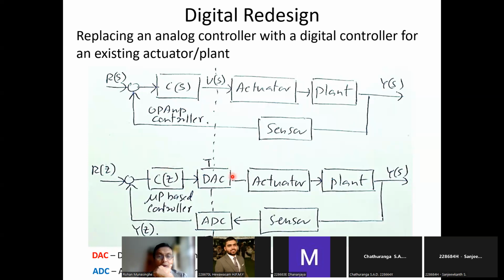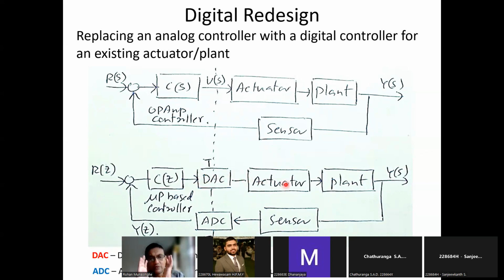But if you look at the bulk of the objects on the right hand side from this point onwards, the actuator is an analog actuator, the plant is analog, and so on. So this discrete signal cannot be communicated directly to the actuator. Therefore, you have to convert the discrete signal into a continuous signal, and you use a digital to analog converter here. It will create an analog signal which goes to the actuator.